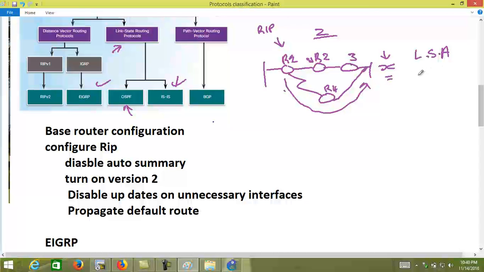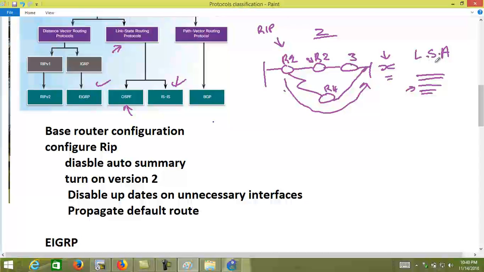sees. So it will say I know about network X. It has the subnet mask. This is the network type. We have various network types, it could be broadcast, point to point. So all those stats, and things like bandwidth. Bandwidth is a major link state factor that needs to be carried in that packet.